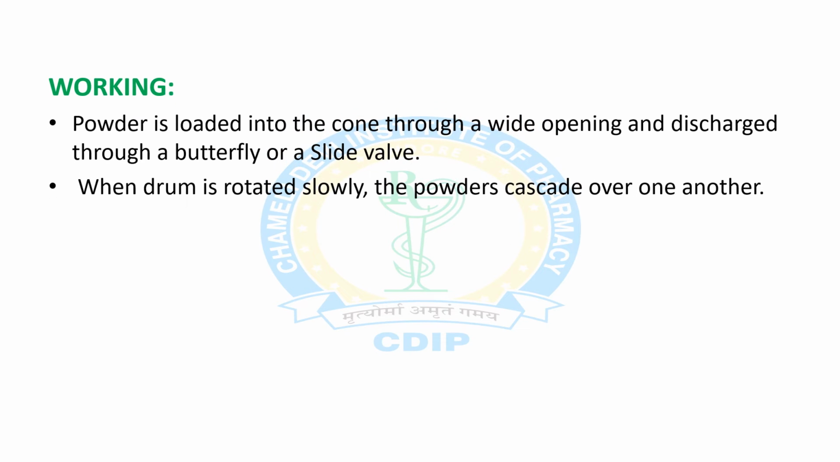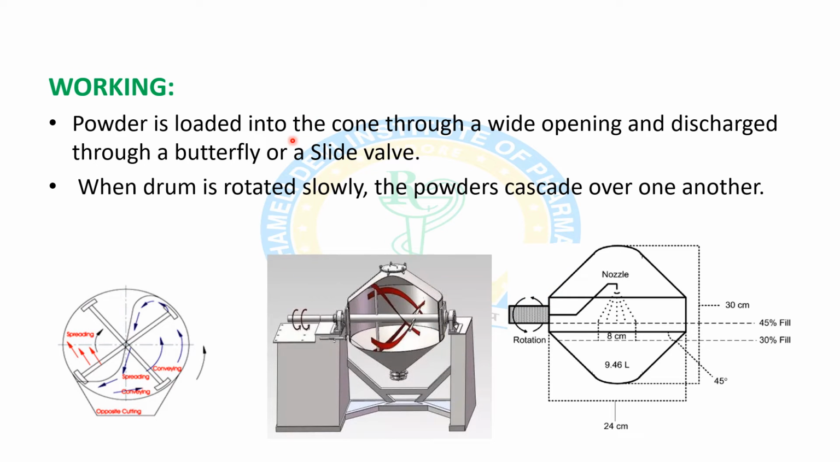Now the working of the double cone mixer. Here the powder is loaded into the cone through a wide opening and discharged through a slide valve. Now when the double cone mixer rotates around the axis, the powder will cascade over one another, and from this the proper mixing is done. So in the figure you can see the mechanism of the double cone mixer.